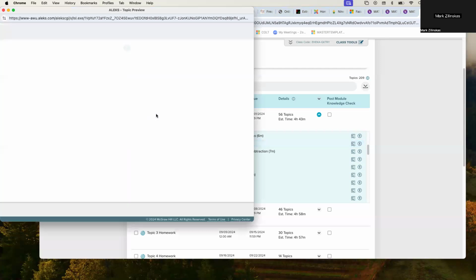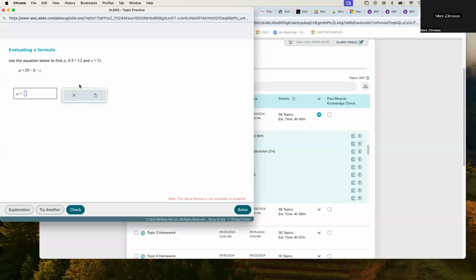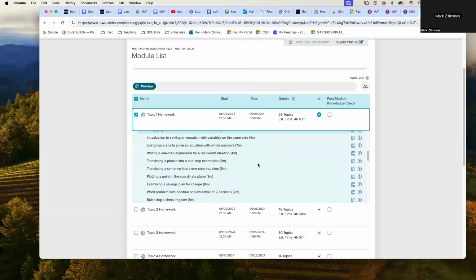So, you're going to get a problem like this, and I'm not going to go over it, but all they're asking you to do here is find A given these values for B and C. And I think that's pretty straightforward. All you're going to do is substitute a 12 and 11 in here and then perform the arithmetic operations. In other words, subtract 12 and 11 from 29 and get a solution there.